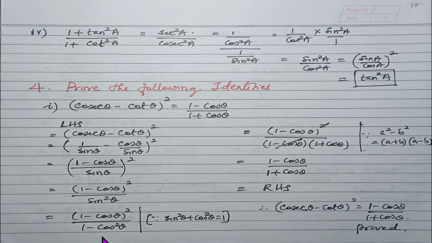Now it is in a square minus b square form, so a square minus b square is (a plus b) into (a minus b), therefore it is (1 minus cos theta) into (1 plus cos theta). So 1 minus cos theta cancels with the square term here, therefore only 1 minus cos theta will remain with 1 plus cos theta in the denominator. Therefore the answer is (1 minus cos theta) upon (1 plus cos theta), and that is equal to RHS. So that is how we prove the identity. Now we have proved here that (cosec theta minus cot theta) whole squared is equal to (1 minus cos theta) upon (1 plus cos theta), and that is the method of proving the identity.